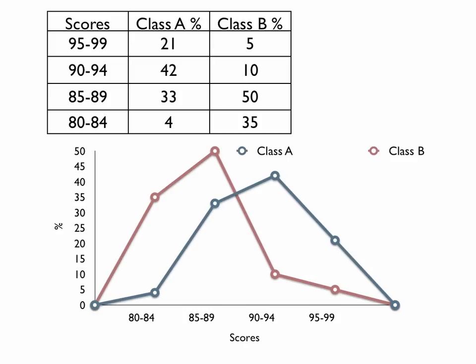Which class did better on this particular exam? It's actually clearly Class A, right? Their whole distribution is shifted toward the higher end of the scores. They have more scores in the 90 to 94, 95 to 99 range. Don't be misled, because Class B, even though it has that higher point way up there, that was down at 85 to 89%. So most of Class A was scoring in the higher range, while most of Class B was scoring in the lower range.